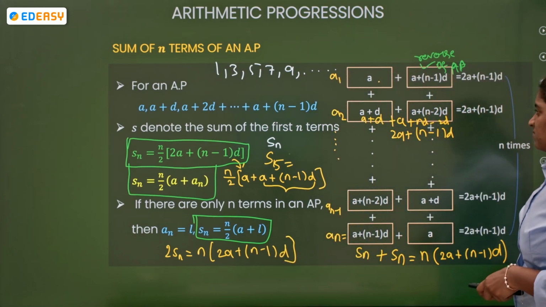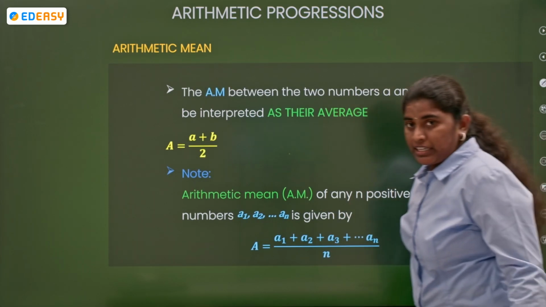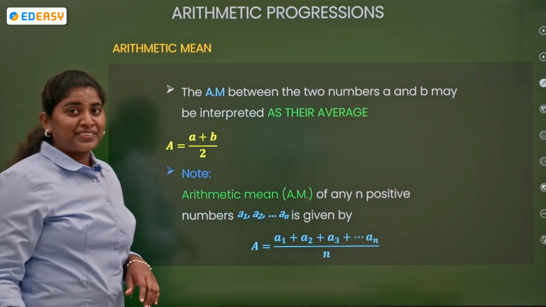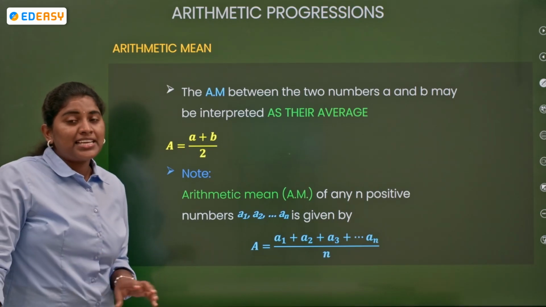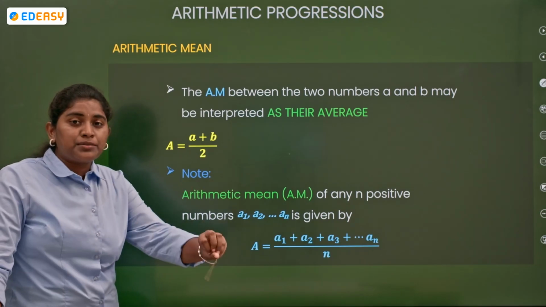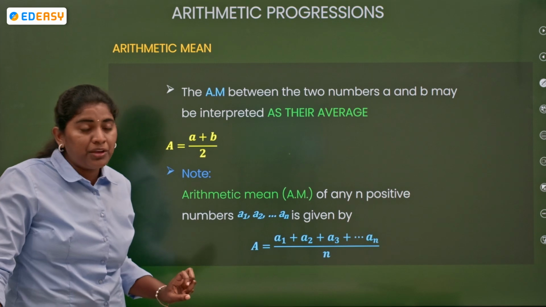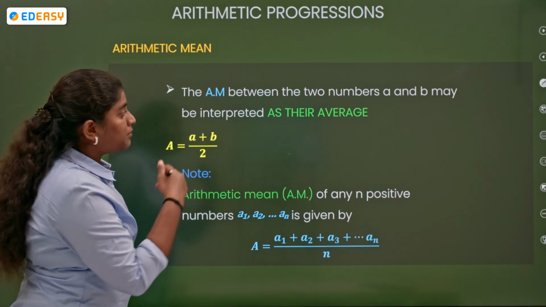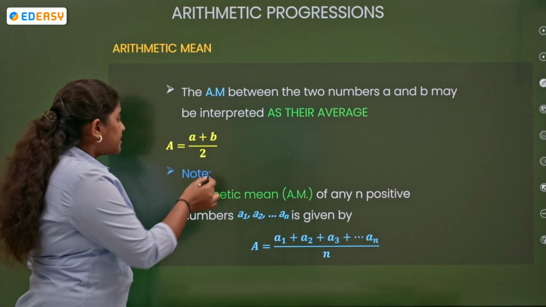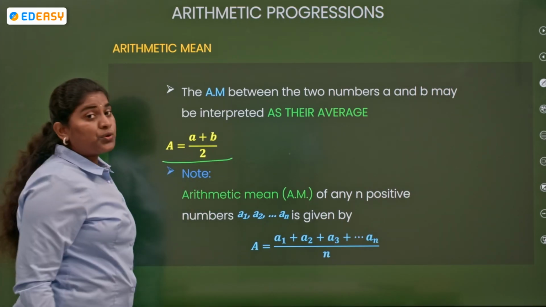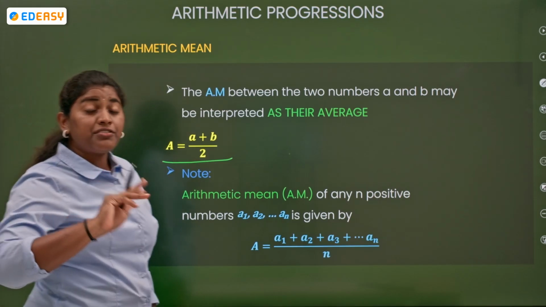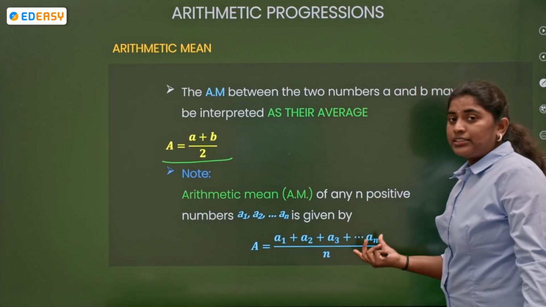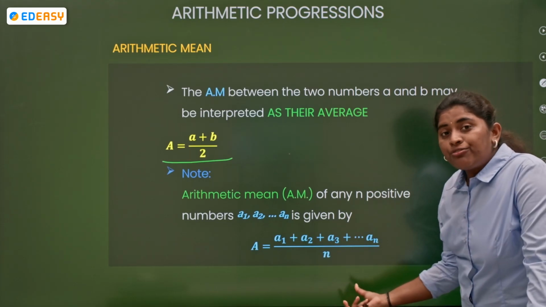Moving to the next, arithmetic mean. So what is the arithmetic mean and how can we find it? Arithmetic mean is a value that lies between the given two values. If I need to find the arithmetic mean between A and B, it is given by capital A equals A plus B by 2. If there are more than 2 terms, we take the sum of the terms divided by the number of terms.